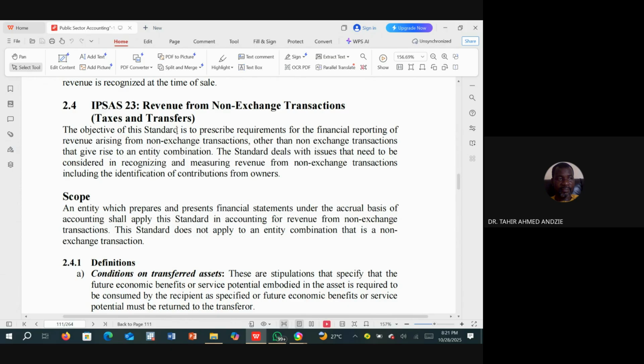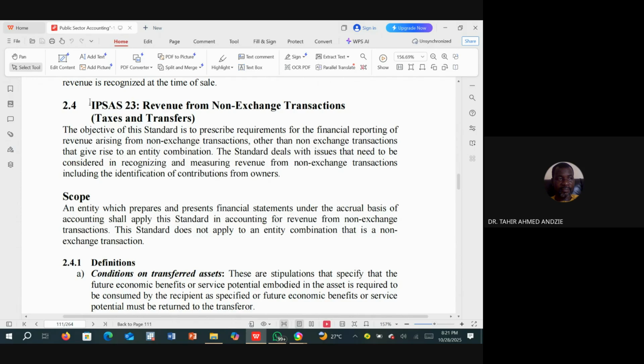it's a non-exchange transaction. So it's more or less one way, where donors give you money or taxpayers pay money without getting the right to an equal transaction in exchange. These are all non-exchange transactions, and in the public sector, non-exchange transactions take a greater part of their activities. So that is what we are talking about.